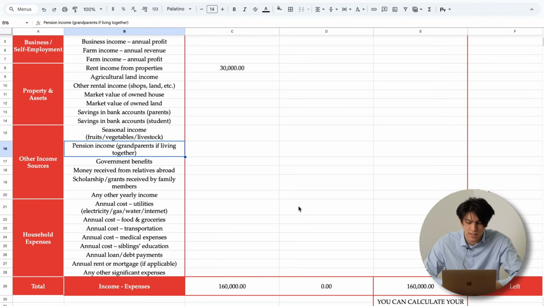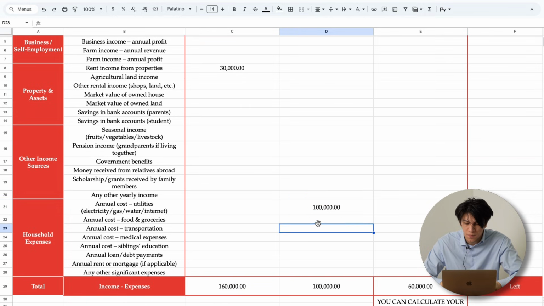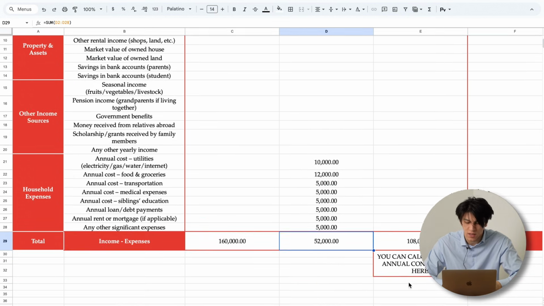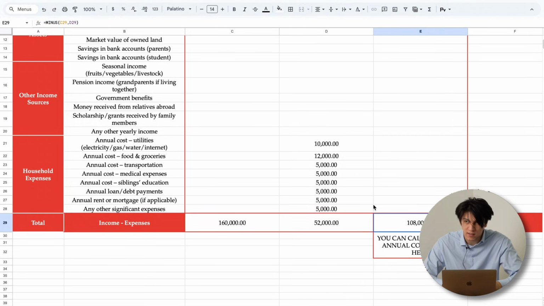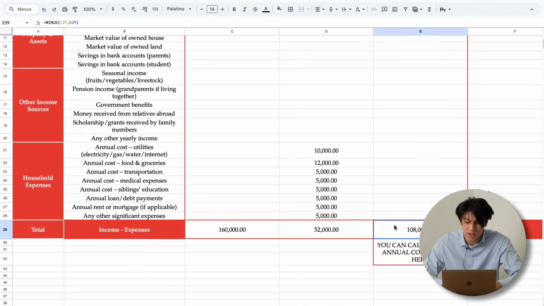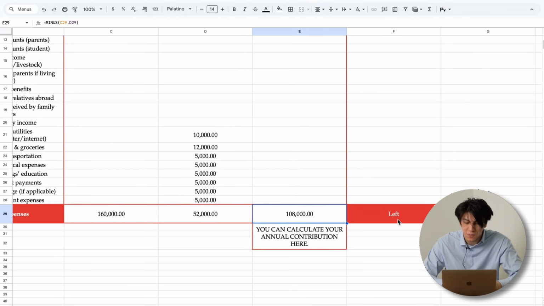Here you will include those. Let's say you spend on utilities, let's say 10,000 bucks. You spend 5,000 on what? Food and groceries? No, that's a lot less. Let's say 12,000 you spent on that. And transportation you spend 5,000, and so on and so forth. Let's say you spend this much for every single one of them, and your expenses are $52,000, and your leftover is $108,000.